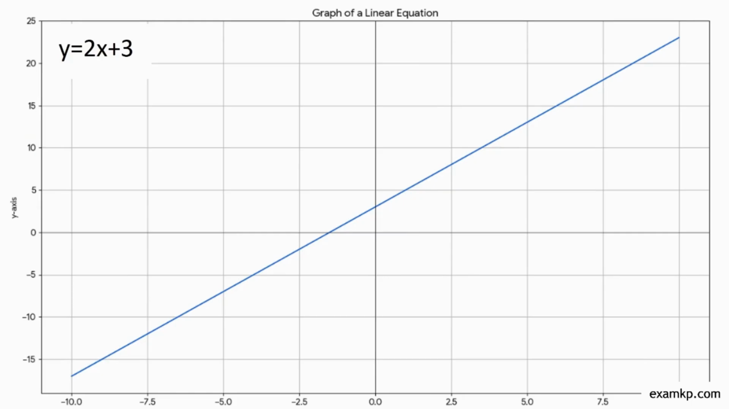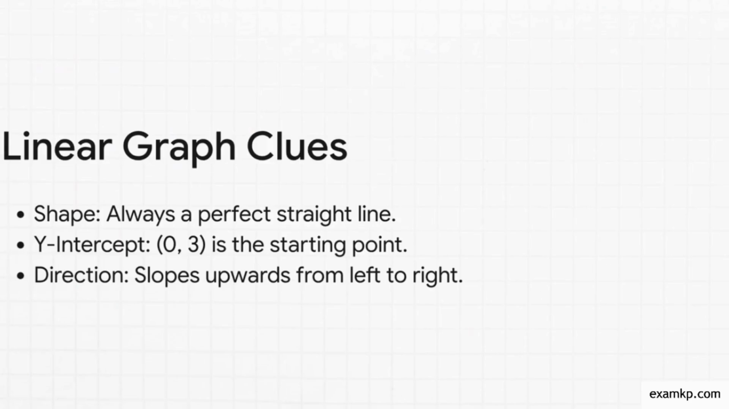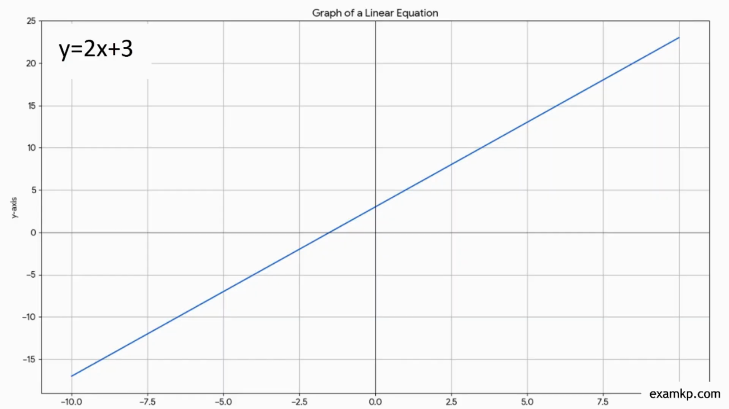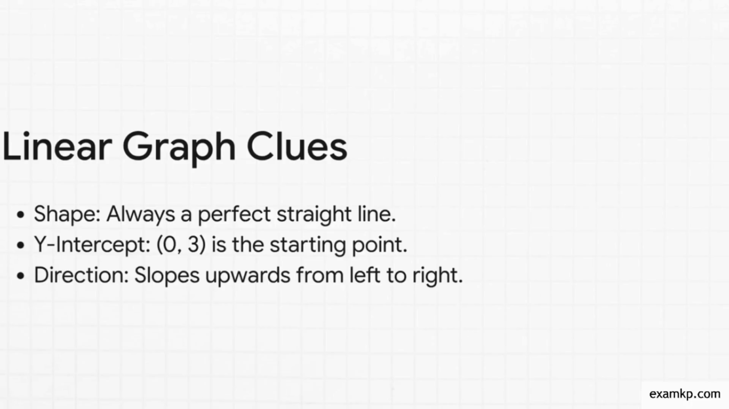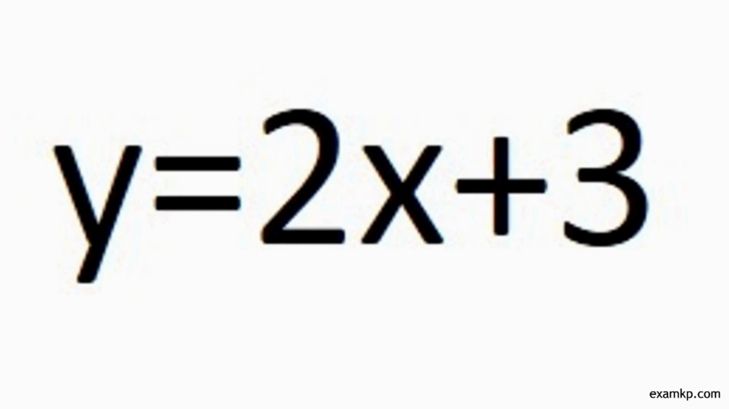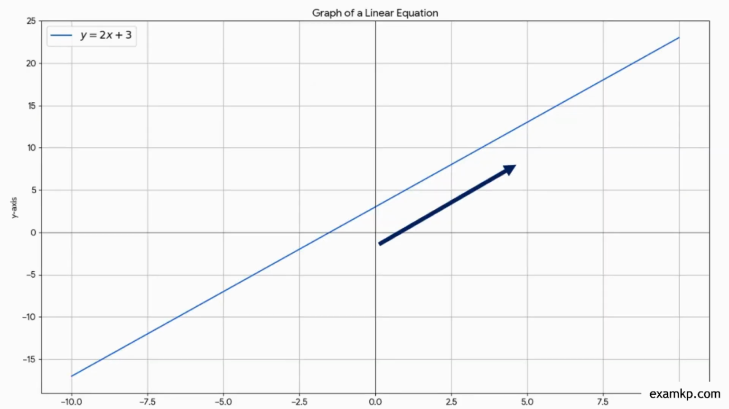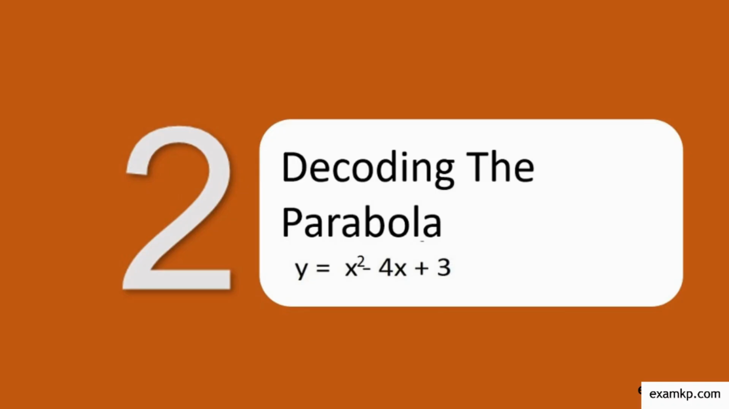So let's lock this in. If you see an equation like this, here are your clues. First, the shape. It's always going to be a straight line. Easy. Second, that number hanging out on its own, the plus 3, that's your y-intercept, your starting point. And third, that number next to the x, the 2, tells you the slope. Since it's a positive number, our line is going to travel upwards as we go from left to right. Simple as that.